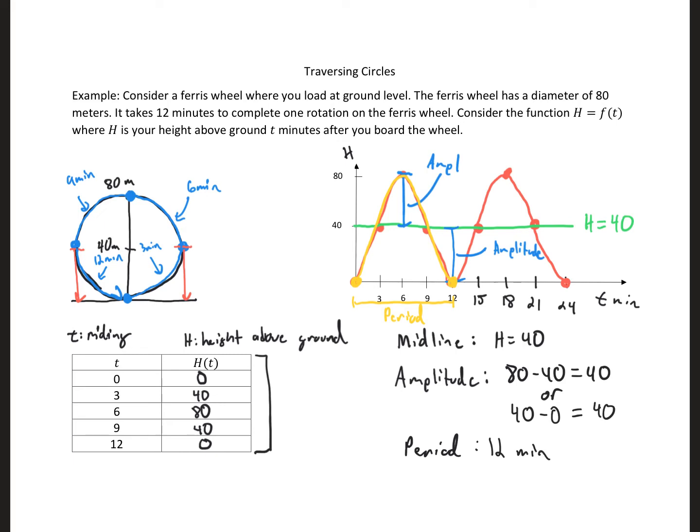Now I want to talk briefly about the units. The units of the midline and the amplitude would be the units of the output. The units of the period would be the units of the input.